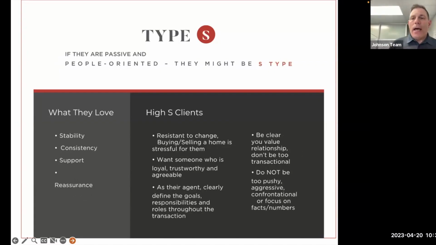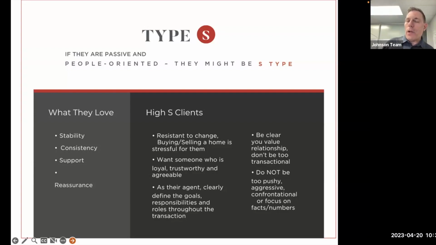S personality types. This is the one you guys need to pay the most attention to. 80% of the people that you will deal with lead with an S personality type, and they're the most frustrating personality type to deal with. They love stability, consistency, support. The biggest fear for an S is change. Well, guess what? Real estate is change. They're moving houses. It's a huge thing.